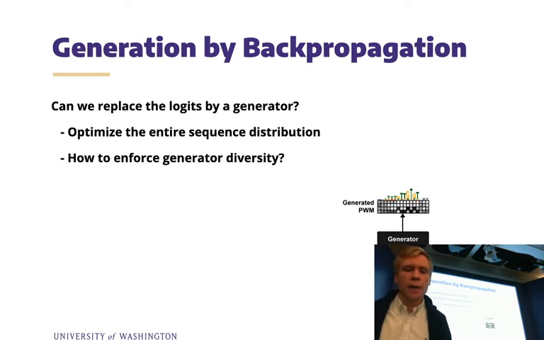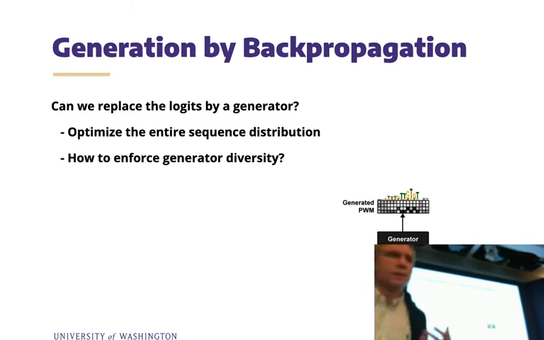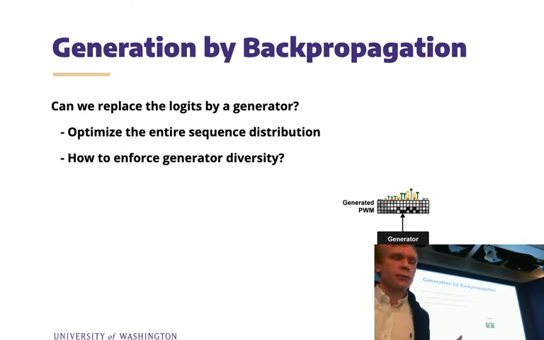So the question we asked was, can we replace this single logit matrix for one particular sequence by a generator? By a generative neural network that can predict an entire sequence distribution, and can we then train this generative network, its weights, such that the sequence distribution gets optimized for our target function? The tricky question then is, how do we enforce that the generator actually maintains diversity and learns to produce a diverse set of sequences that are all predicted to be functional?